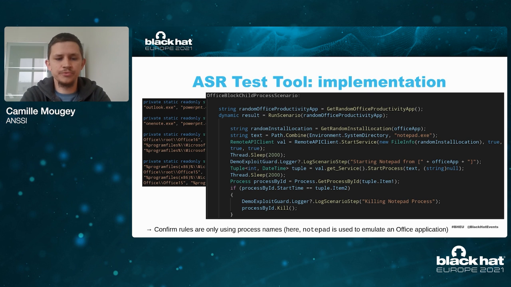So it just confirms that the rules are only using process names and not actual unforgeable trusted packages or anything like that. So Microsoft is aware of this issue, and they say that they'll try to end this behavior.